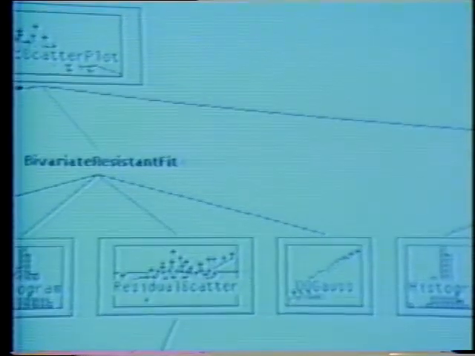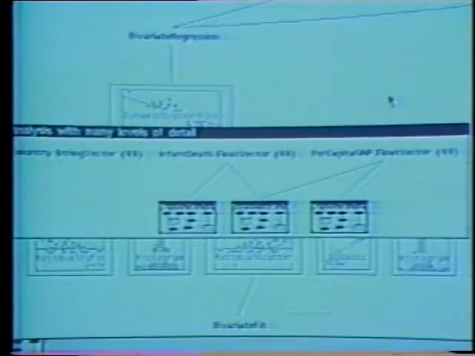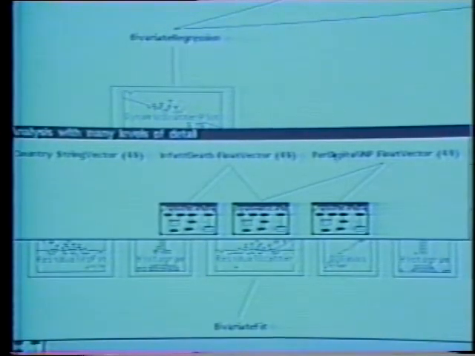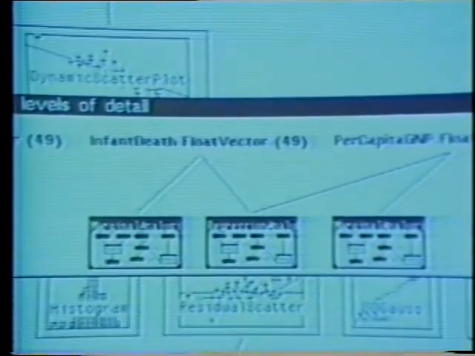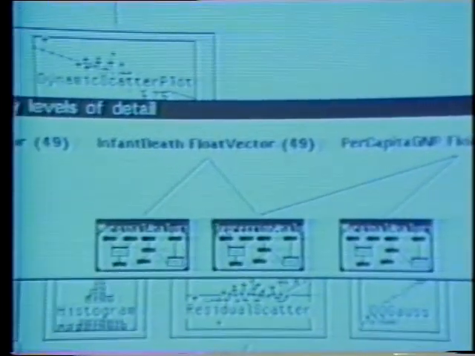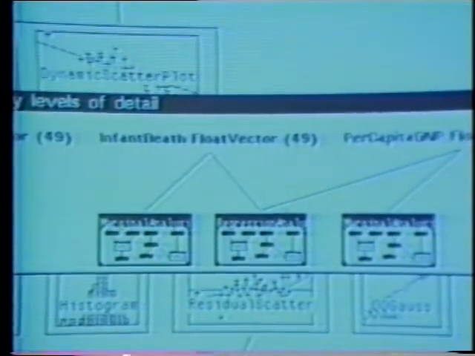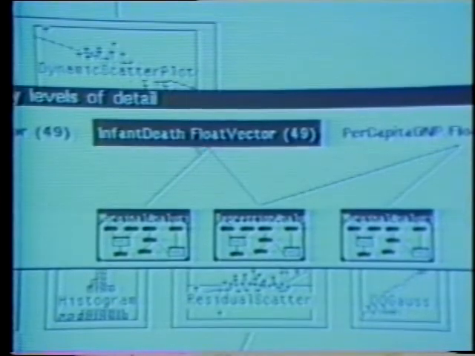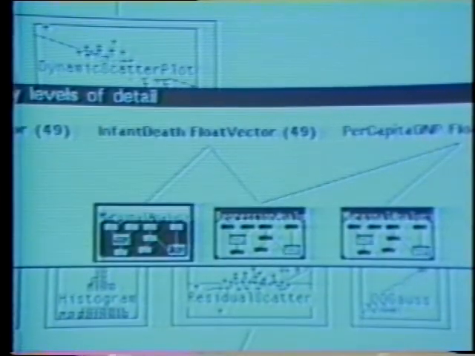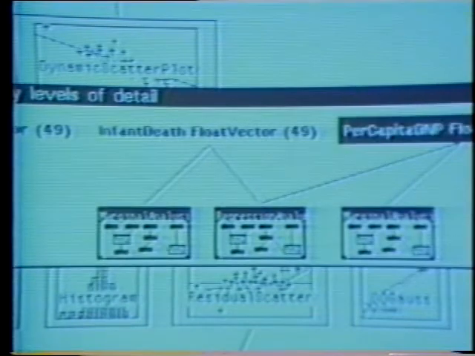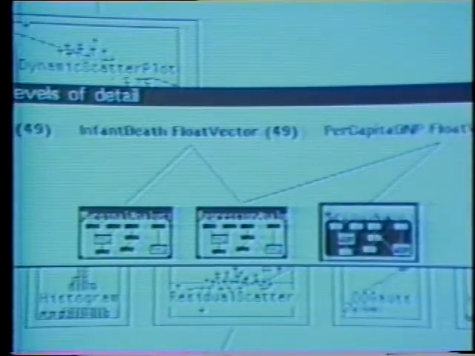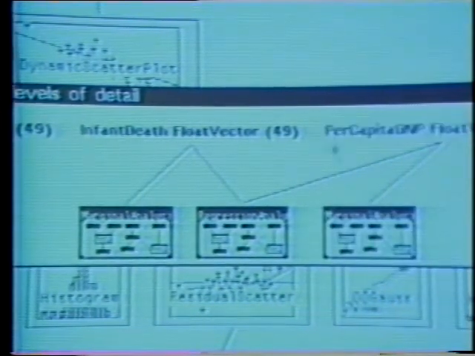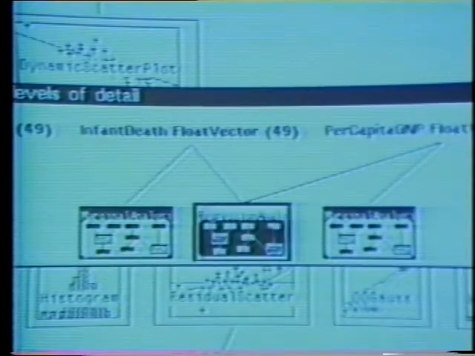A more interesting view of the exact same analysis, reflecting a better organization of the analysis, is the following. Here, many of the details are suppressed from the view. But at the topmost level of the analysis, we can see that we began with the data, and here we went from the infant death to a marginal analysis of the infant death, from the per capita GMP to a marginal analysis of the per capita GMP, and from both to a regression analysis.